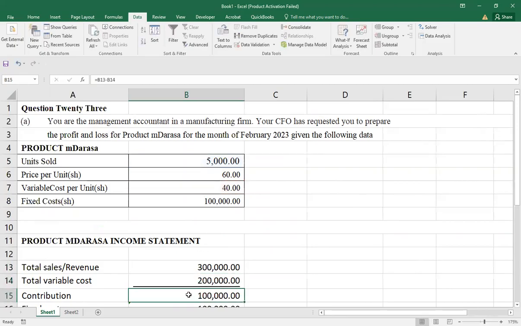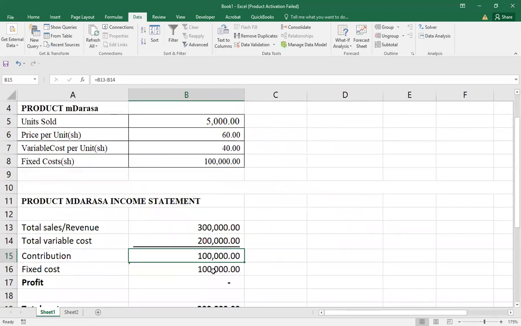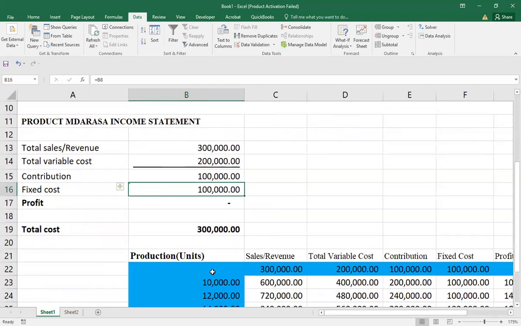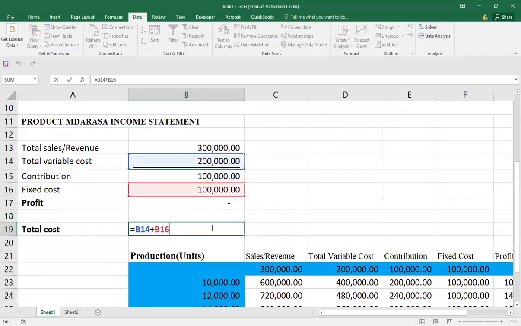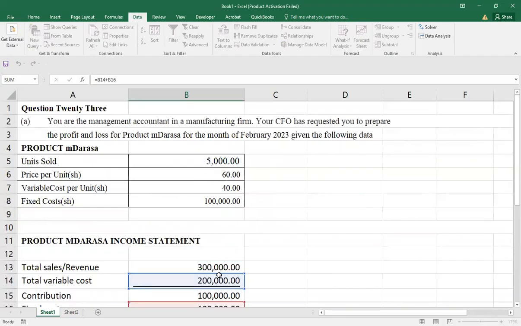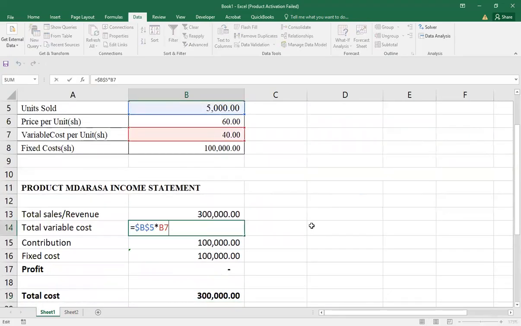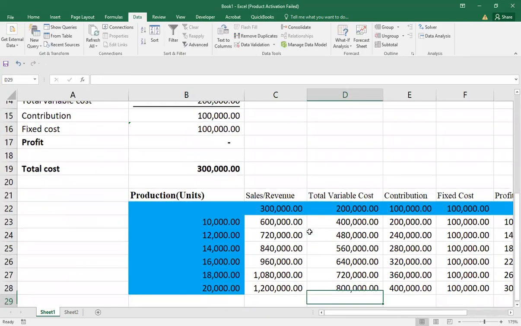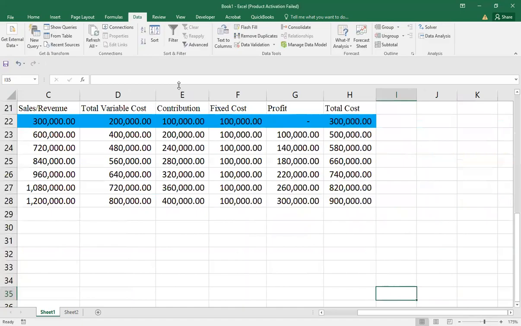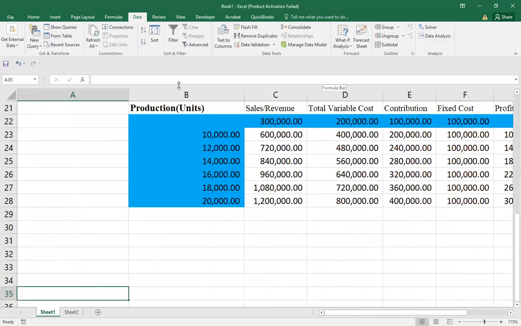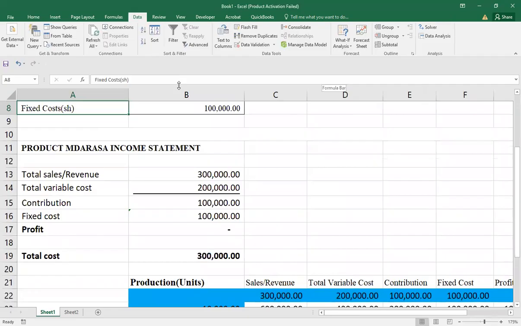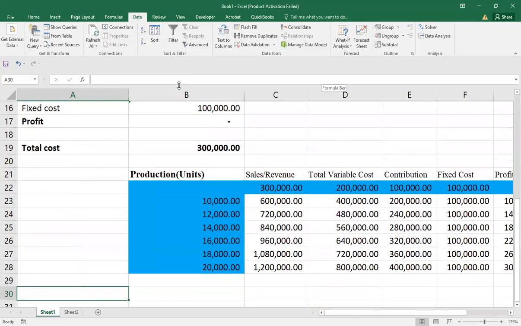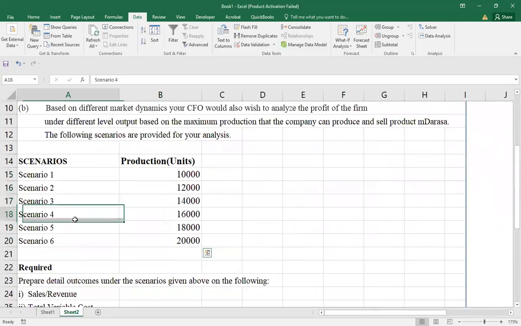By virtue that we're determining our contribution, we find that it has been linked to the 5,000, and the fixed cost remains constant, that won't be affected. Whereas the total cost has been linked to the variable cost, which is also linked to our original data, which was 5,000 units. So literally, these are what you're expected to do, and this is our results. So we are done with part 1 and part 2 of the question.